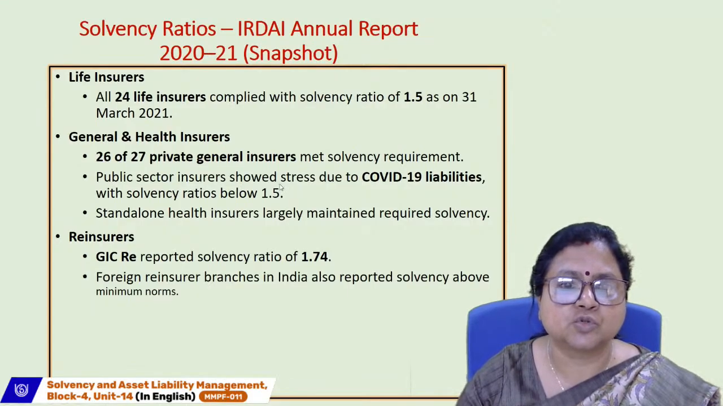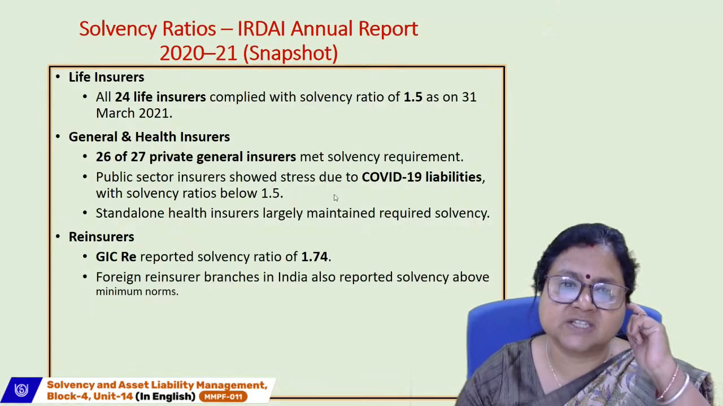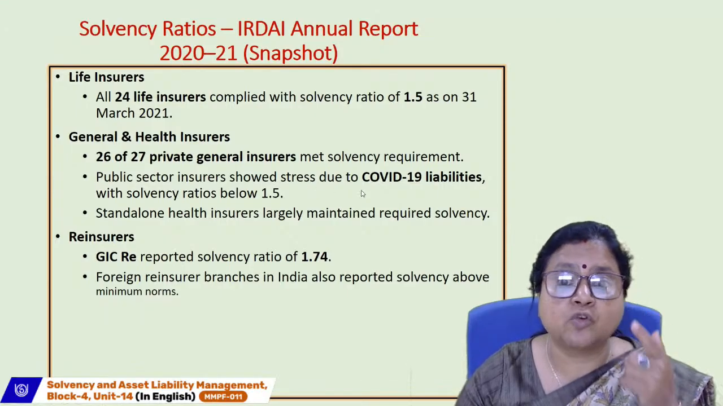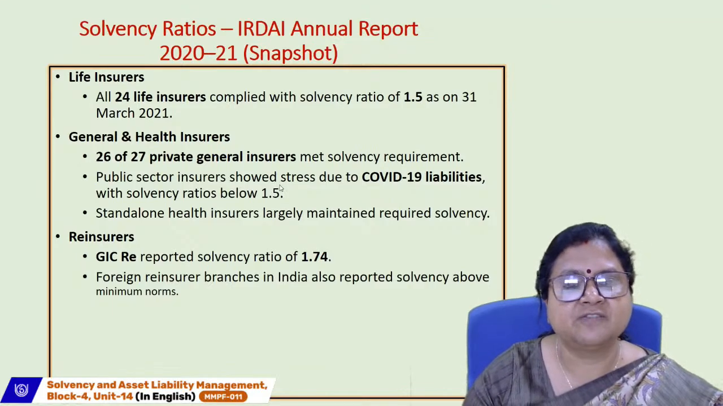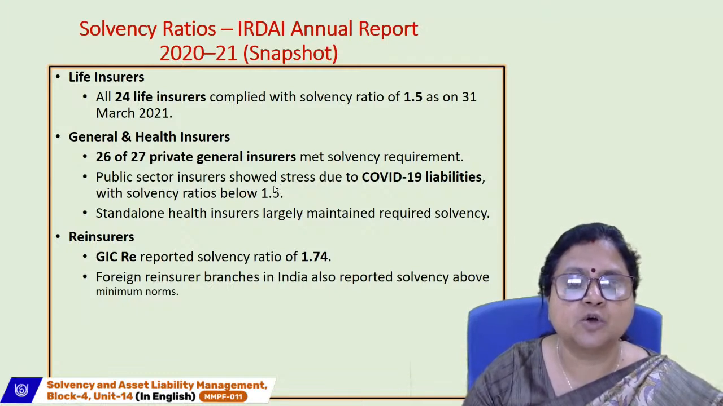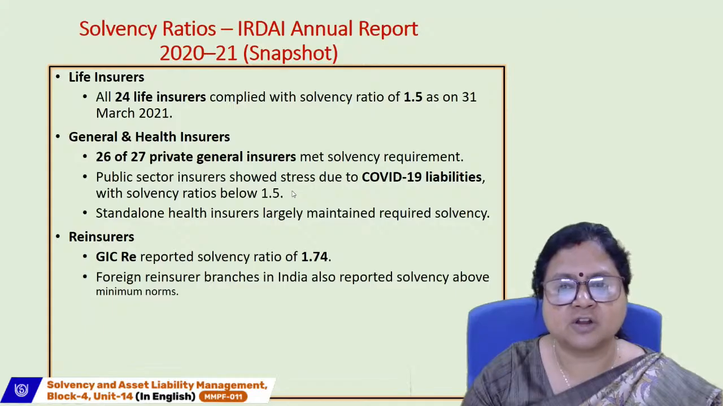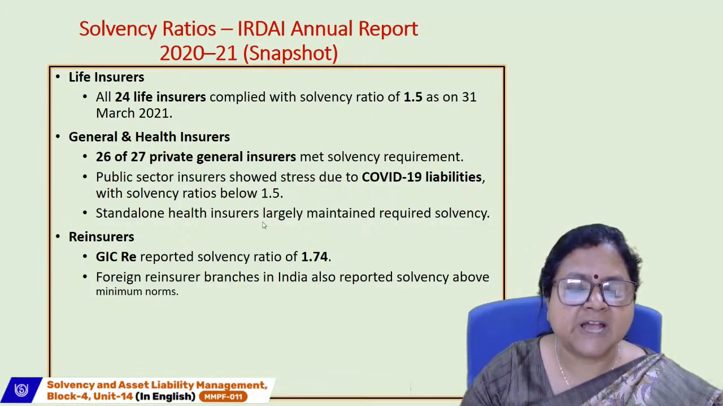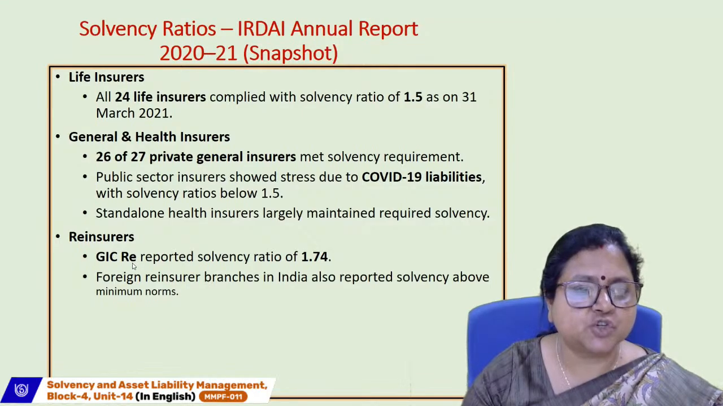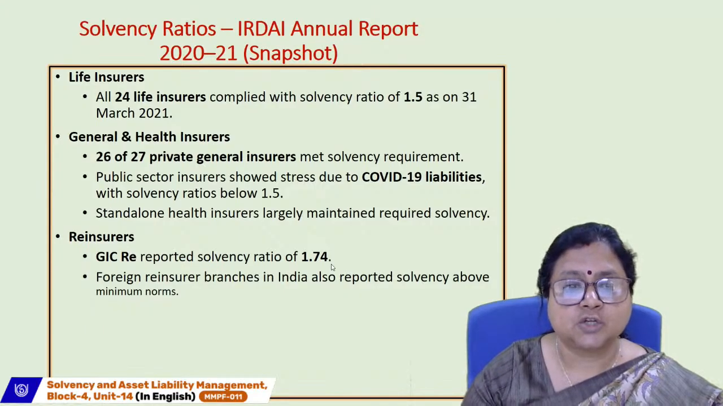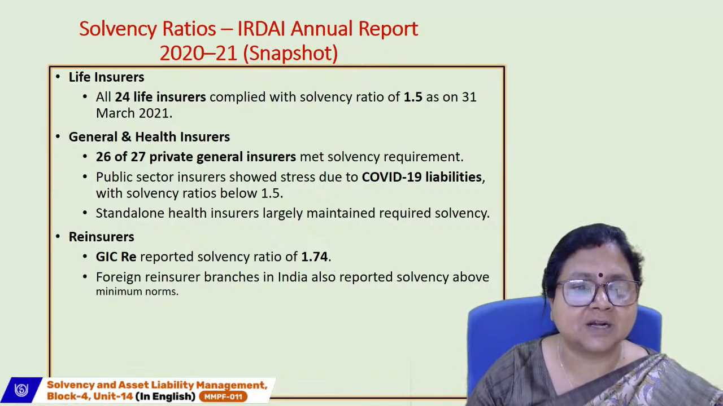Public sector insurers showed stress. We were talking about stress testing. They showed stress due to COVID-19 liabilities with solvency ratios below 1.5. That means the public sector companies showed stress and they were below the 150% solvency ratio. Standalone health insurers largely maintained the required solvency. And among reinsurance companies, GIC Re reported a solvency ratio of 1.74, so it is more than that.